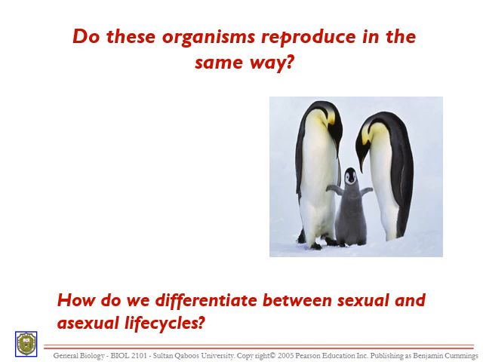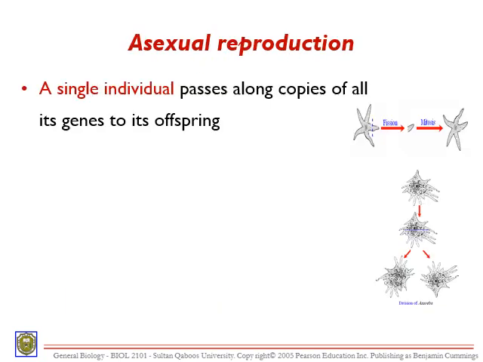All right, now let's ask another question. How do we differentiate between sexual and asexual life cycles? So what's the difference between sexual and asexual life cycles? Okay, we're going to answer this question in the next few slides. In asexual reproduction, a single individual is the only parent and it passes along all the copies of all of its genes to what? To its offspring. Offspring means the child, okay? معناته الذرية.